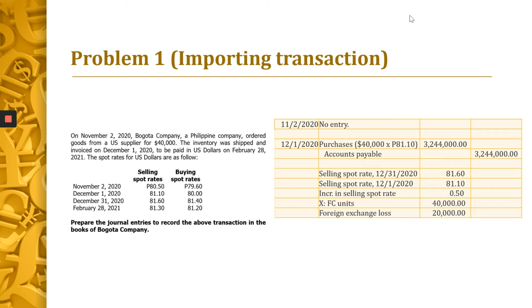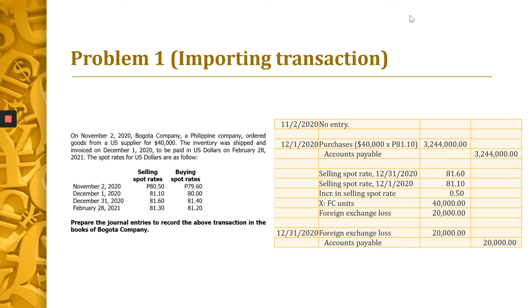Dahil tumaas ang utang, magkakaroon tayo ng loss. So, how do you journalize that? December 31, debit, foreign exchange loss, credit, accounts payable. So, tatandaan nyo lang, kapag tumaas ang selling spot rate natin, that is tantamount to increase in liability. Therefore, we will have to recognize loss. Okay, so we are done with your balance sheet date.